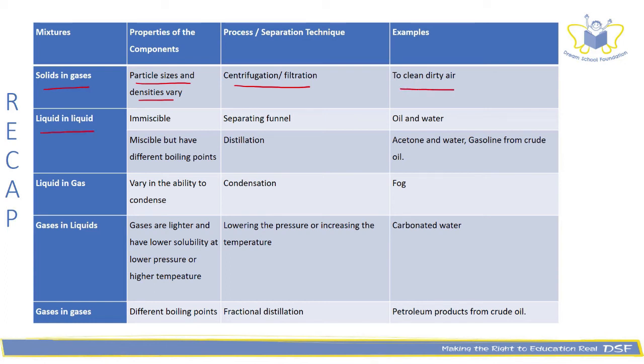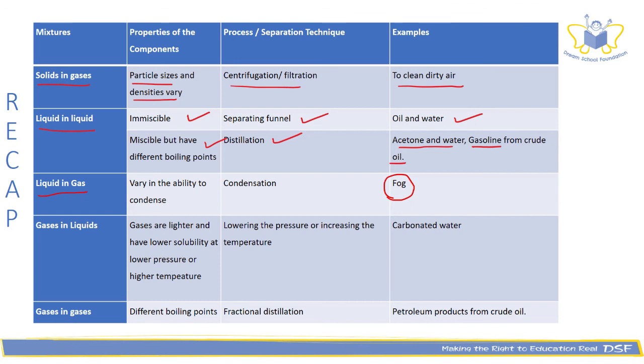Liquid and liquid. If it is immiscible, we use separating funnel. Example is oil and water. If it is a miscible liquid, they will definitely have different boiling points. So therefore, we will use distillation. Acetone in water, gasoline from crude oil is the example. Next up is liquid and gas. The best example is fog, wherein water particles are suspended in air.